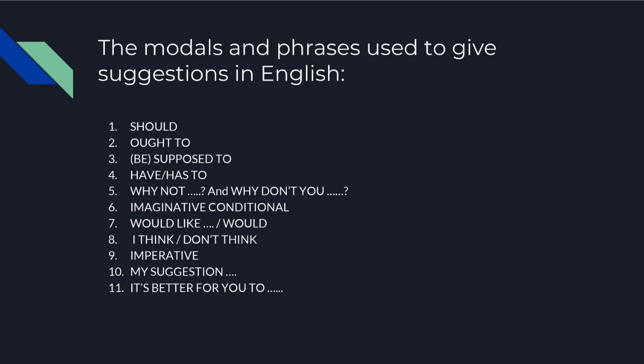And for the next, the modals and phrases used to give suggestions in English. Number 1 is the modal should. Number 2 is ought to. Number 3, be supposed to. Number 4, have or has to. Number 5, why not and why don't you. Number 6, imaginative conditional or conditional type 2. Number 7, would you like or would. Number 8, I think, I don't think. Number 9, imperative. Number 10, my suggestion. And number 11, it's better for you to.